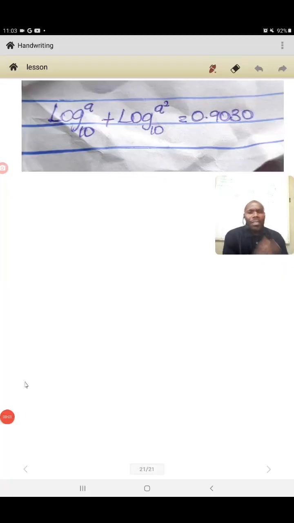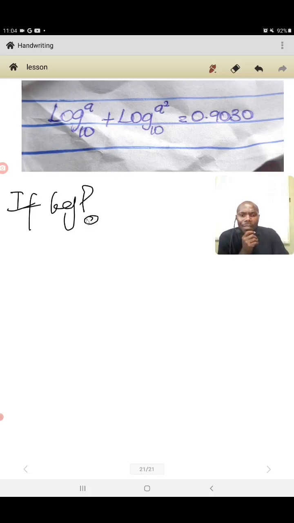For solving this question, you have to learn some laws of logarithm. Some of the laws of logarithm let us know that if log p base q is equal to x, then log of p raised to power n can be n log p base q.